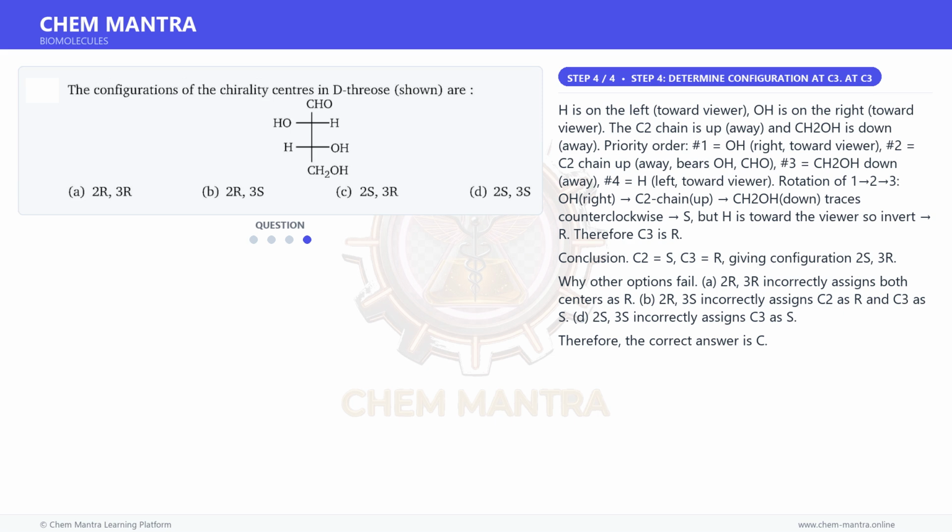Why other options fail? A, 2R3R incorrectly assigns both centers as R. B, 2R3S incorrectly assigns C2 as R and C3 as S. D, 2S3S incorrectly assigns C3 as S.